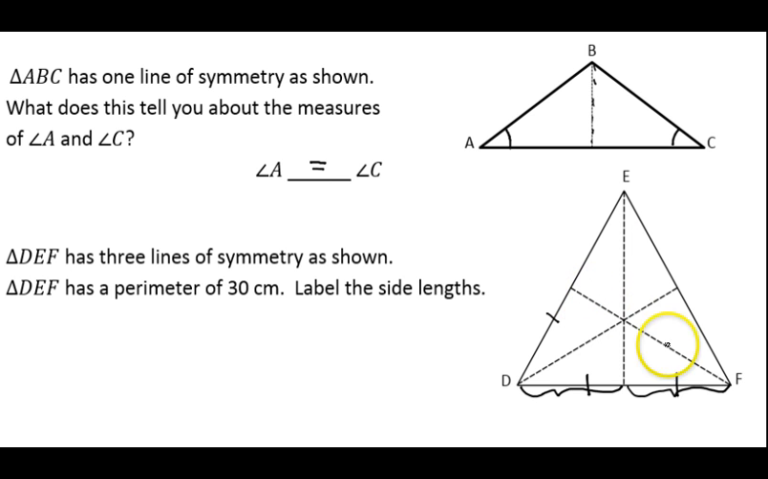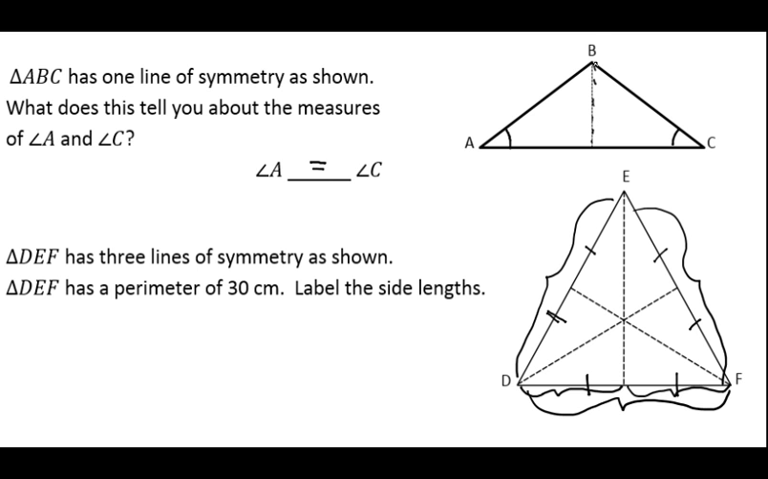And if I look at this line of symmetry, that means this side is equal to this side. Looking at this other diagonal line of symmetry, that means this side is equal to this side. Altogether, we have three sides, all are equal in length. If the perimeter is 30 centimeters, I know that each measurement has to be the same for each side. And I just need to divide 30 by 3. That means each side would be 10 centimeters long. And those lines of symmetry help prove that.